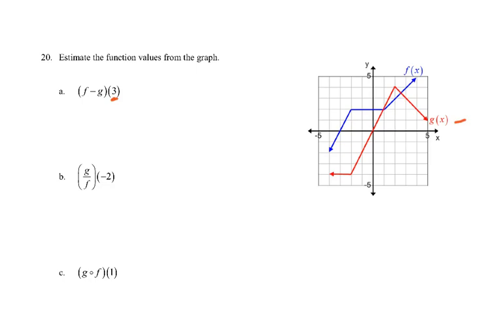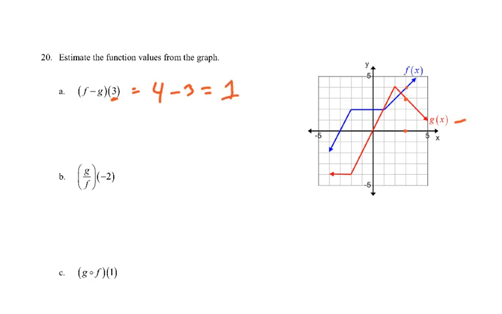So the first one is (f minus g) of 3. So what I'm going to do is come to 1, 2, 3 on the x, and look at, okay, what is my f value? My f value is 4. My g value is 3. And so I'm going to subtract them, and I get 1.